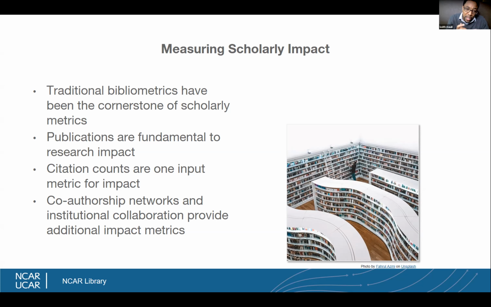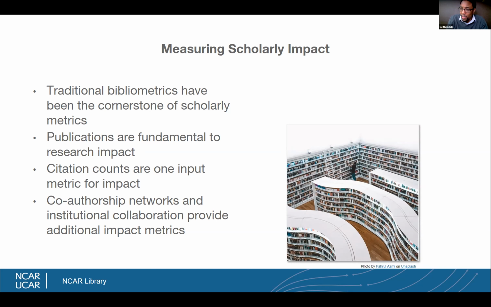We also look at scholarly metrics around how we are collaborating with others. So we look at co-authorship networks, we look at institutional collaborations, and these also count quite a bit towards how your reach is being measured. So are you collaborating with a lot of varied authors outside of your institution, or with specific institutions that might have particular strengths in a research area, et cetera.